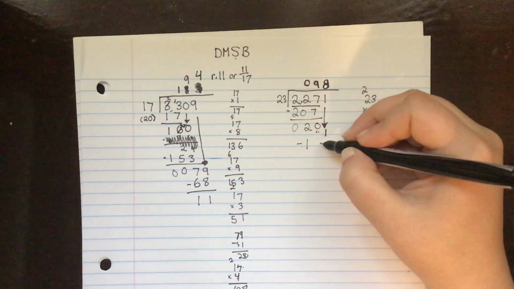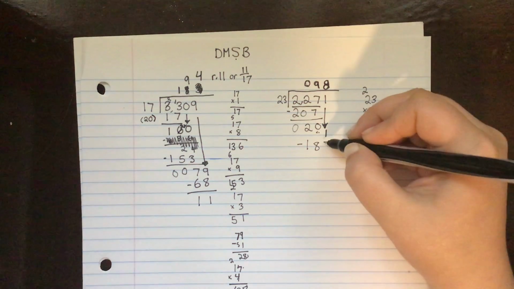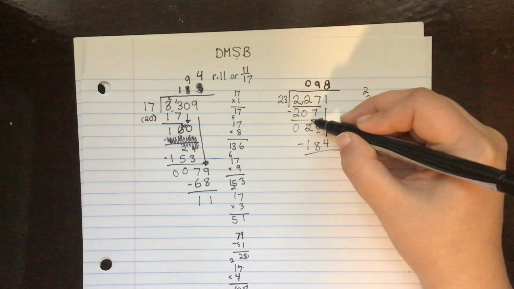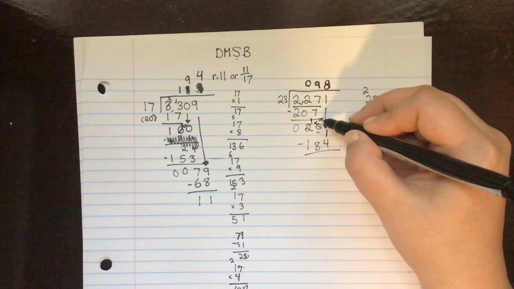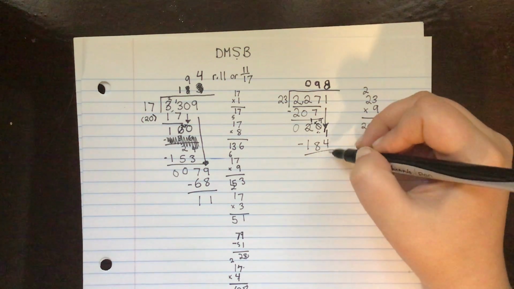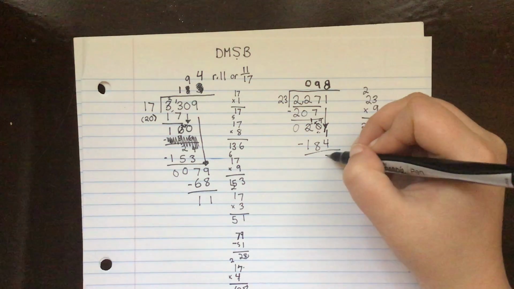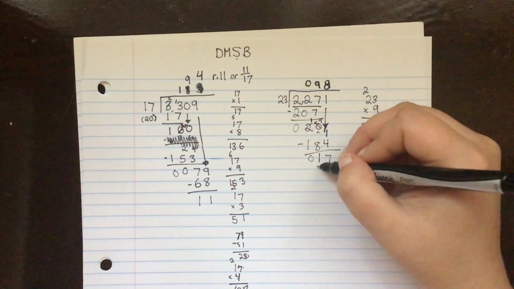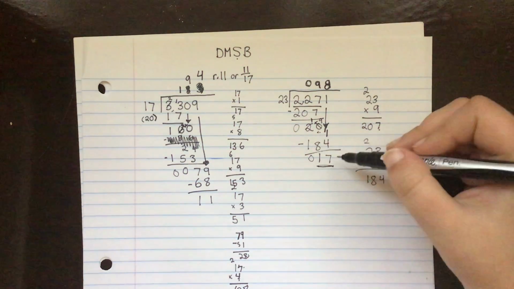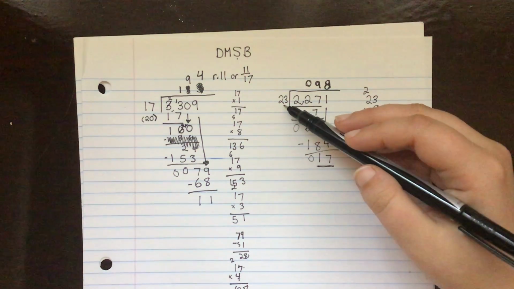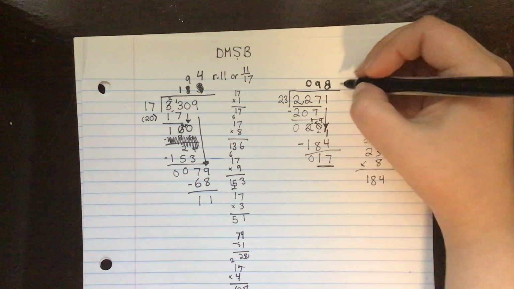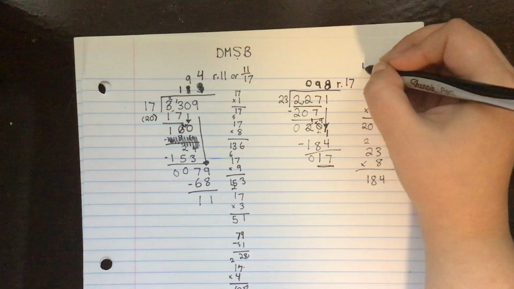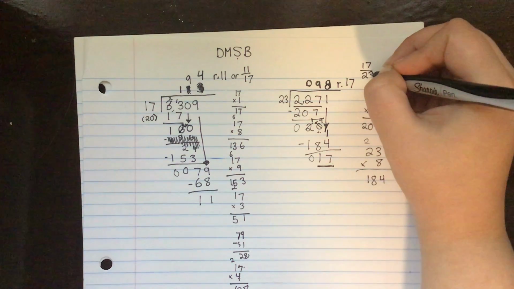201 minus 184. Oh, can't do that, so I'm going to have to borrow from way over here. That becomes a 9. That becomes an 11. 11 minus 4 gives me 7. 9 minus 8 gives me 1. 1 minus 1 gives me 0. I have 17 left over, and 17 is smaller than 23, so we know that's good. So then up here, I write my remainder. Remainder 17, or 17 over 23.